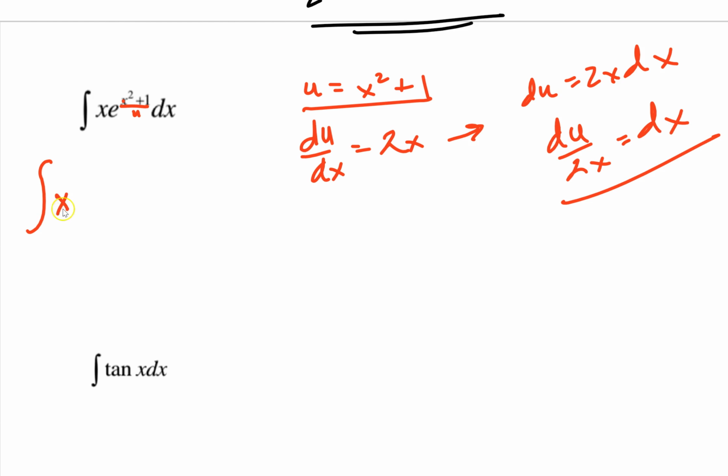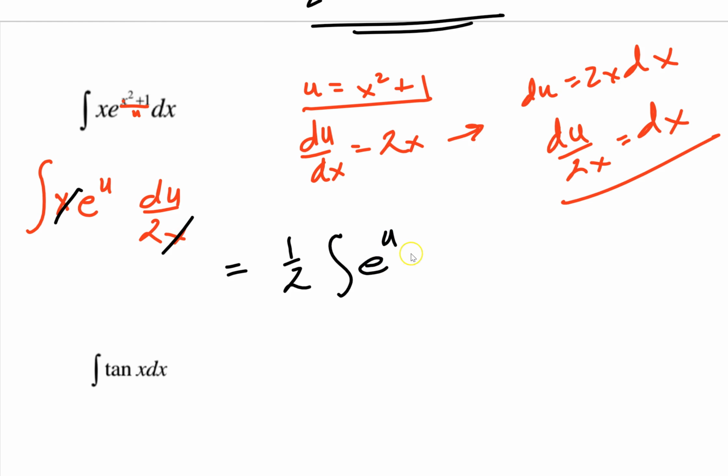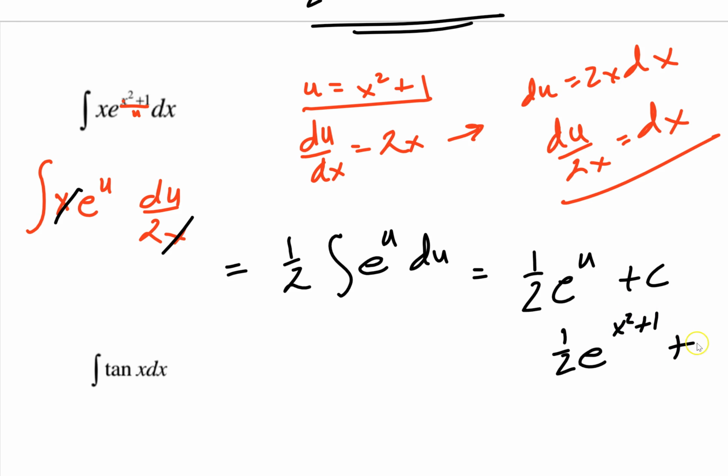So I'm going to have x e to the u, and then instead of dx, I'm going to have du over 2x. The x's cancel. Again, if you want, you can pull the 1/2 out. This makes life a little easier. Right, and then we just integrate this. The integral of e to the u is e to the u plus c. Last thing, plug your u back in. 1/2 e to the (x squared plus 1) plus c.